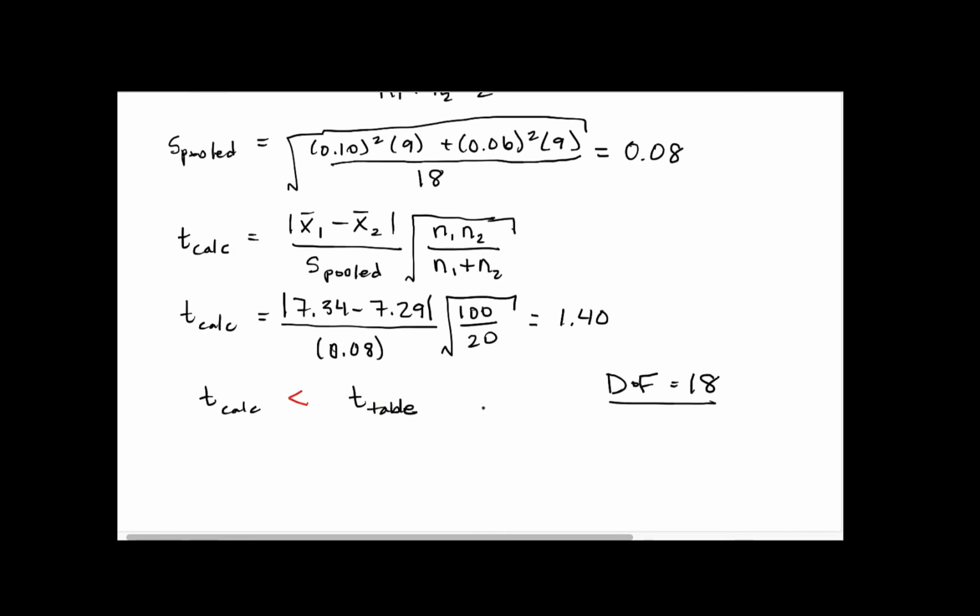I'm going to go ahead and write those two values in. For 20, it was 2.086, and for 15, it was 2.131. So because our calculated t-value is less than our tabulated t-value, that means that at the 95% confidence level, our set 1 and set 2 are statistically equivalent.